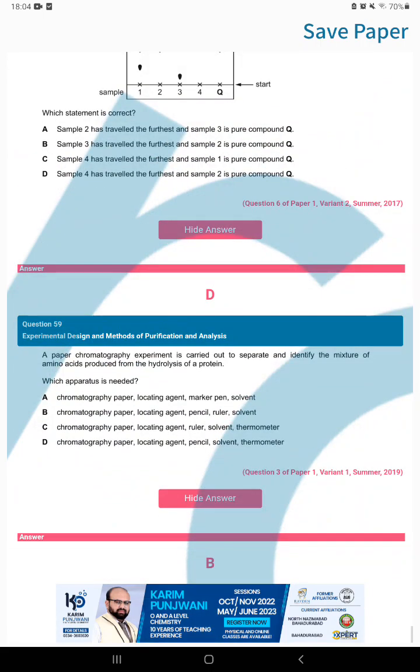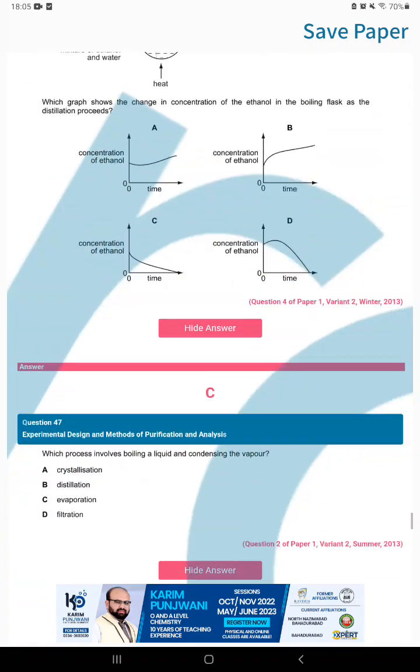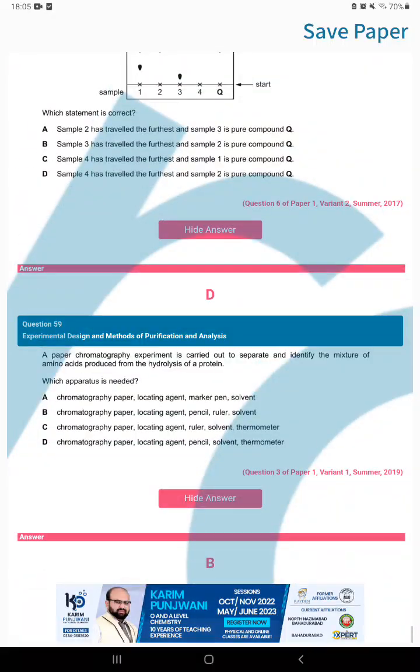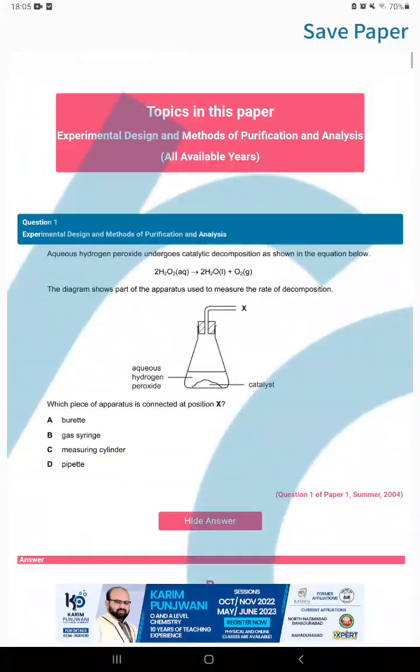Okay, and we have another question. A paper chromatography experiment is carried out to separate and identify the mixture of amino acids produced from the hydrolysis of a protein. Which apparatus is needed? Okay, it's a very easy question. So these were the 59 questions which we did. All of these were related to experimental design and methods of purification and analysis.